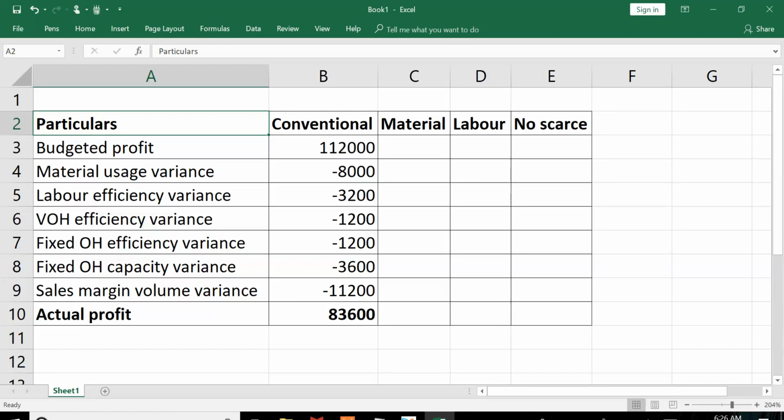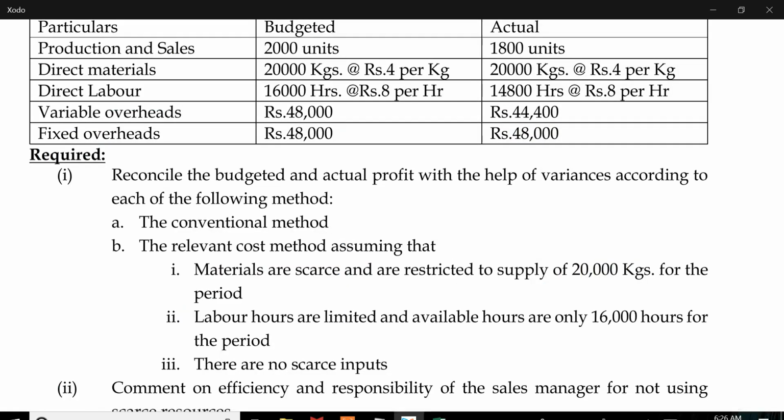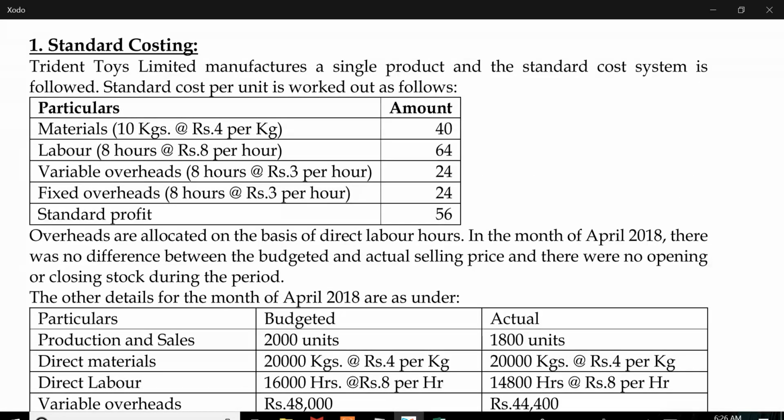Come down, notes. Point number 1. The product is earning a contribution of rupees 80 per unit, 56 plus 24, or rupees 8 per kg of raw material, in bracket 80 divided by 10 kgs.